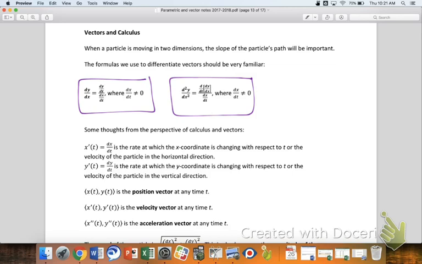Just some other thoughts as far as what means what in context. So we would say that x prime or dx dt, that's the rate of change of the x-coordinate with respect to time. Just like y prime of t or dy dt, that would be the rate of change of the y-coordinate with respect to time. You could think of these two things right here as simply the x and y components of velocity, right? Those are the x and y components of the rate of change of position, also known as velocity.